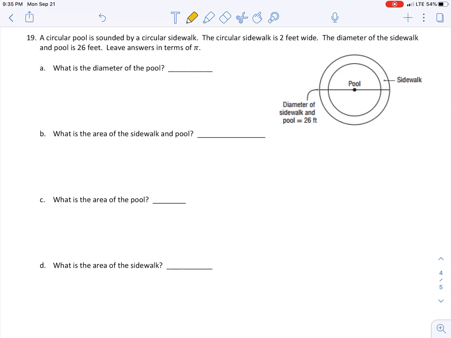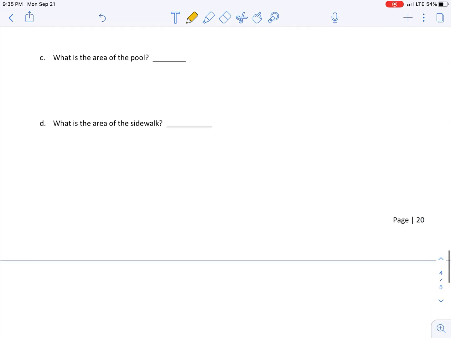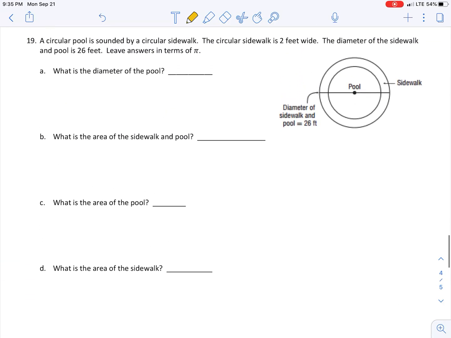Okay, so we are looking at lesson 6 still. We're finding area and perimeter of squares, rectangles, triangles, and then also circles. So we're actually going to look at a circle example today. It's number 19 on page 20. This is part of your notes.